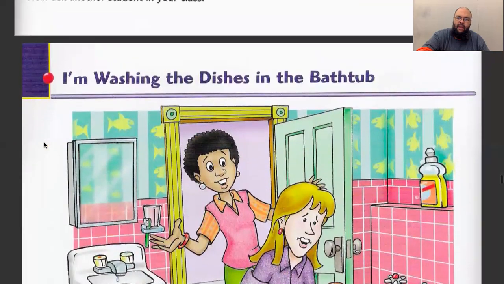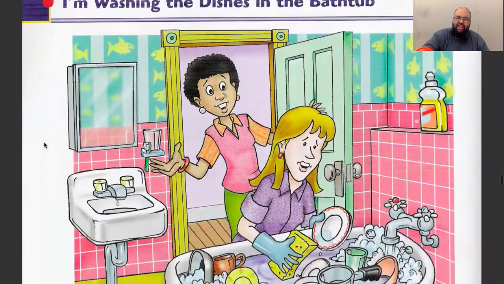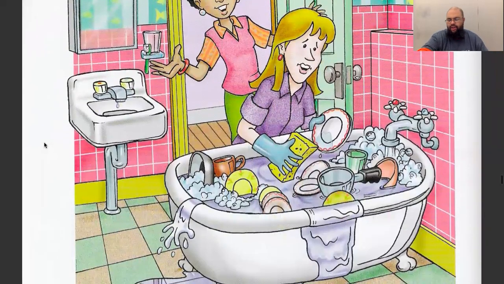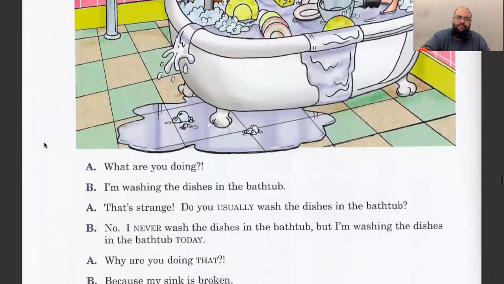I'm washing the dishes in the bathtub. Oh no. Why are you washing your dishes in the bathtub? Let's see what happened.